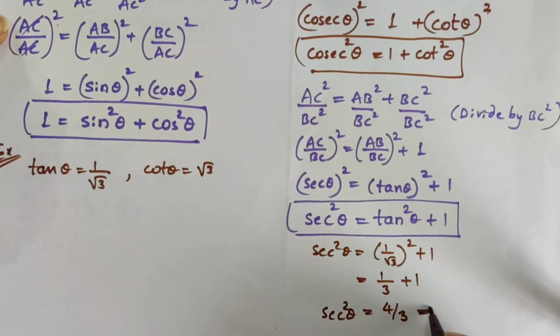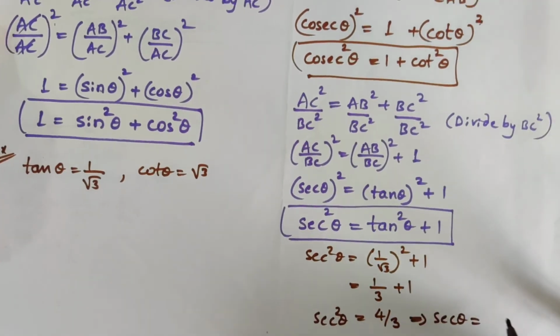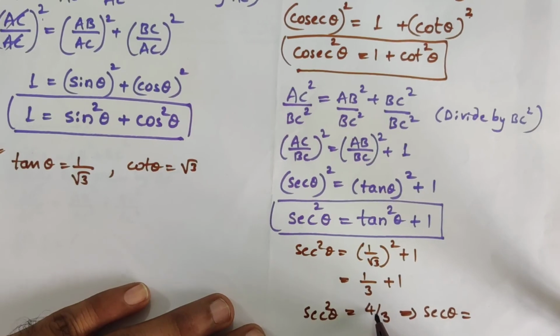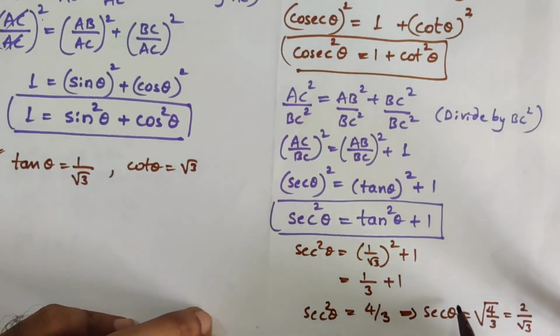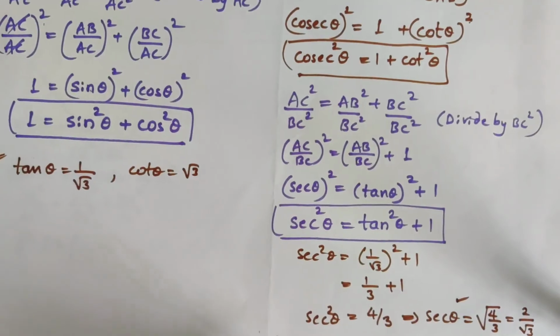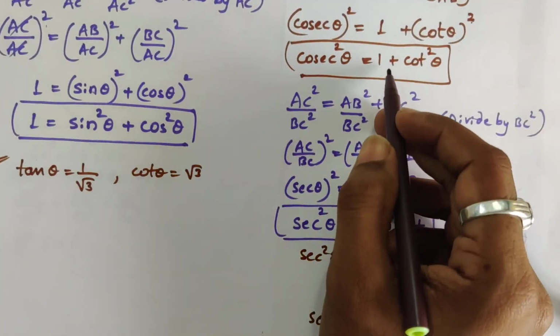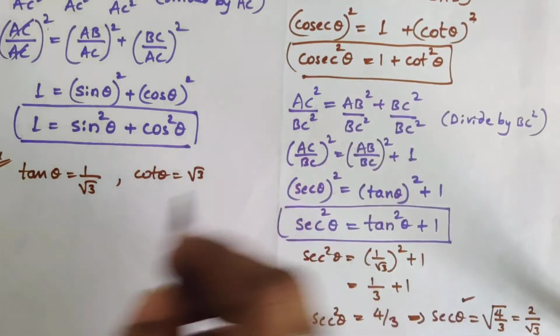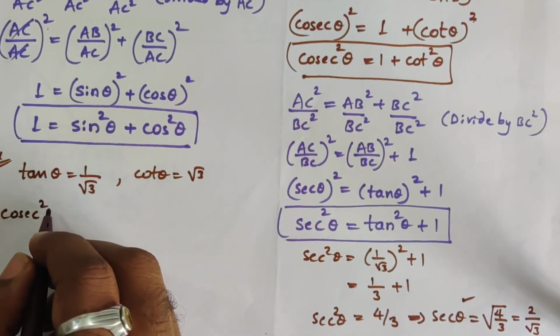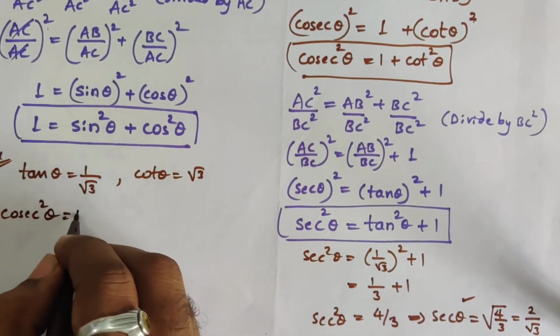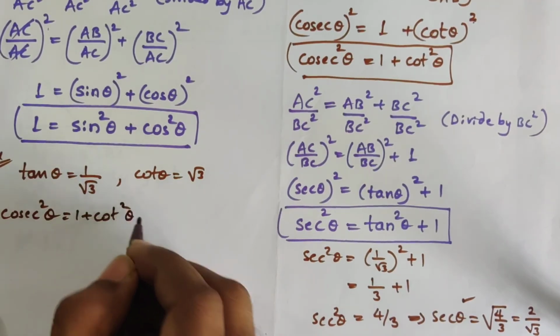If you want sec theta, what can you do? You can take the square root of 4 by 3, which becomes 2 by root 3. So sec theta you got. Okay, so now if you use this relation, you will get cosec square. So I will write here cosec square theta equals 1 plus cot square theta.